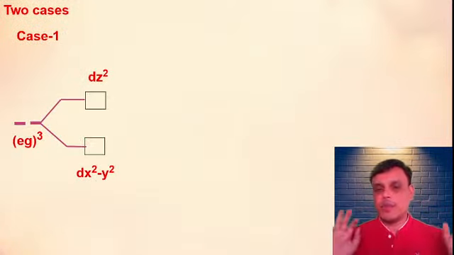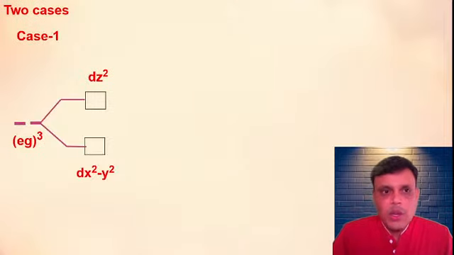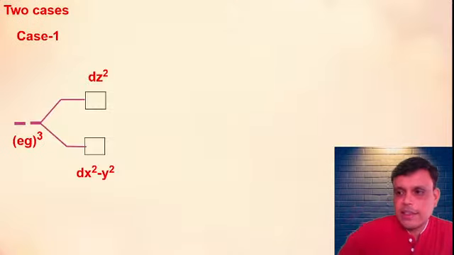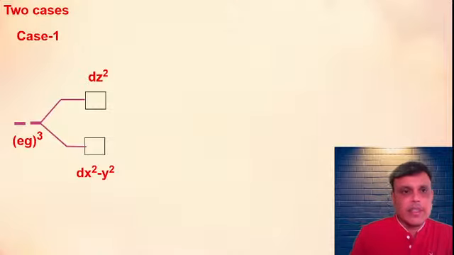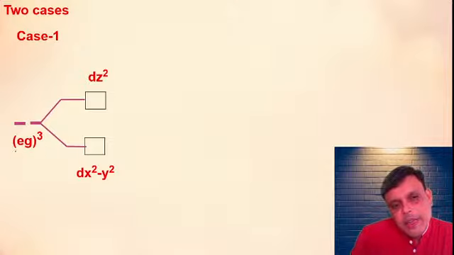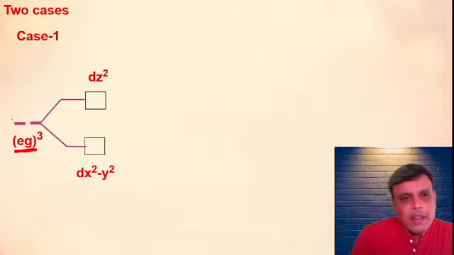Now there are two cases of Jahn-Teller distortion. Which two cases are there? So case number one is here. Let us consider, for example, eg orbital has 3 electrons. Now what happens? Here I will write 3 electrons.